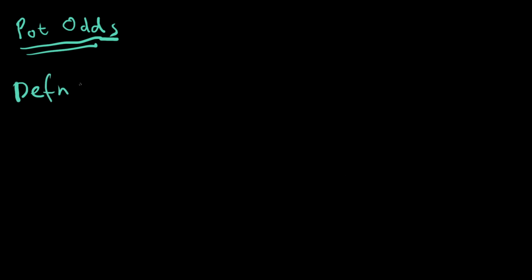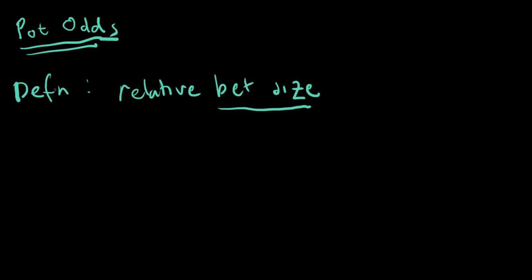The definition of the relative bet size. Relative bet size, or just bet size. So for a bet of, let's say B, B dollars or whatever currency you want, into the pot size of P, so P dollars, the relative bet size is S for size, and this is going to simply be B over P. So it's pretty straightforward.